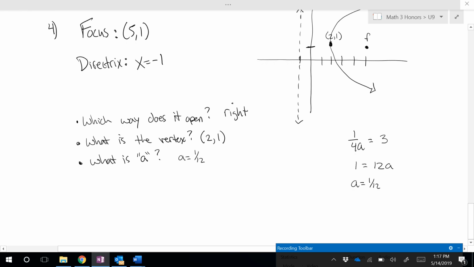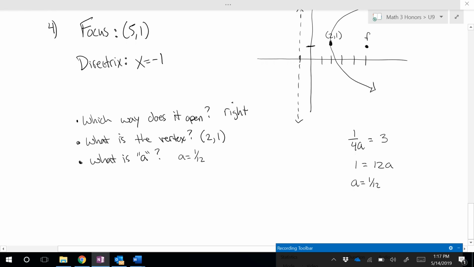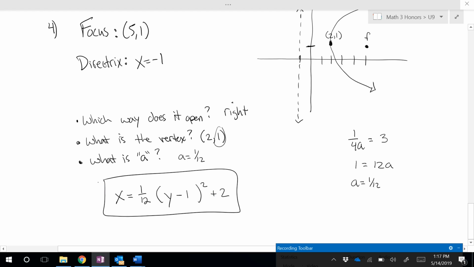So then you put those 3 things together. So should this be x equals or y equals for my equation? x equals. Should A be positive or negative? It's opening to the right. And then I'm going to have y with something in here. What will be with it? -1, the y value, plus 2, and now I have our equation. That's working backwards from the graph to the equation.